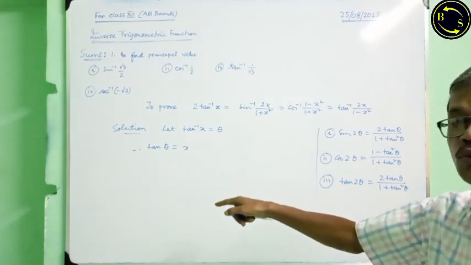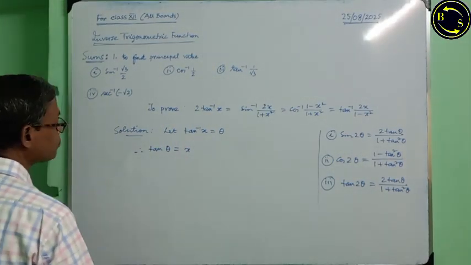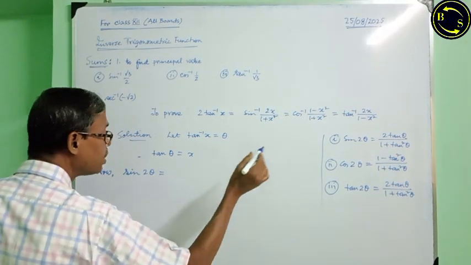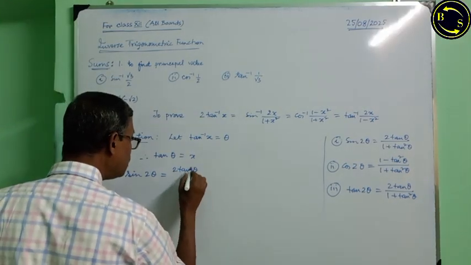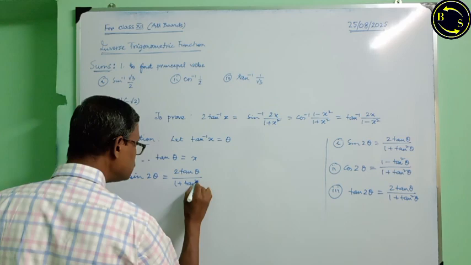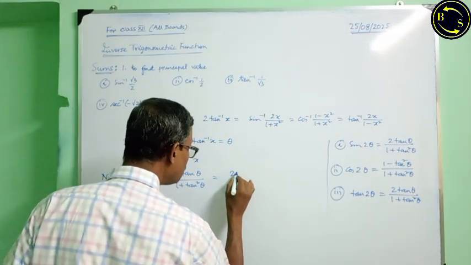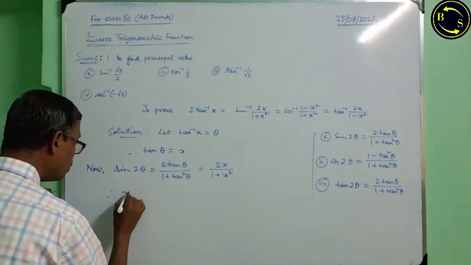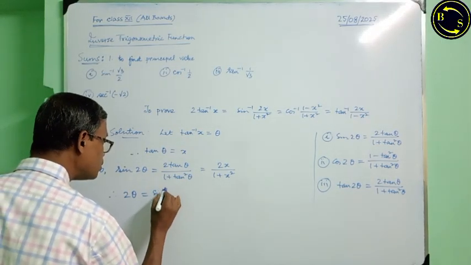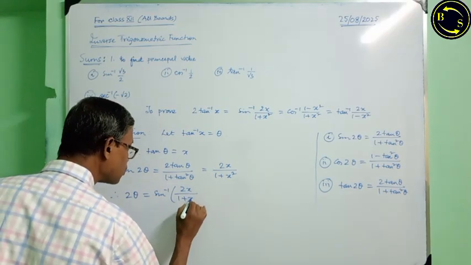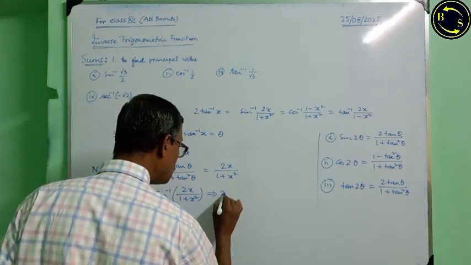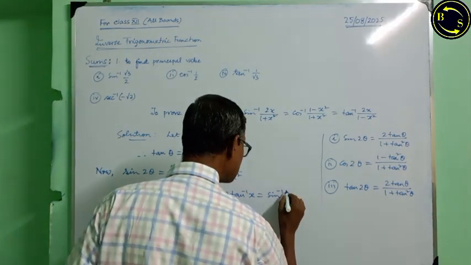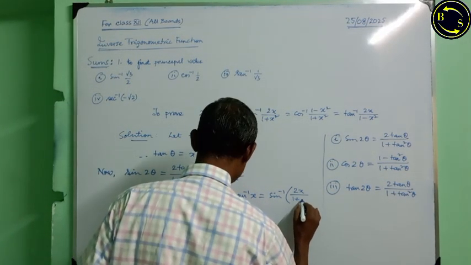Okay, now let me work on this one. Already we have got tan theta equal to x. Now sin 2 theta, already I have written that, 2 tan theta by 1 plus tan square theta. Now I put the value of tan theta, 2x by 1 plus x square. Therefore 2 theta equal to sin inverse 2x by 1 plus x square, means 2 tan inverse x is equal to sin inverse 2x by 1 plus x square.